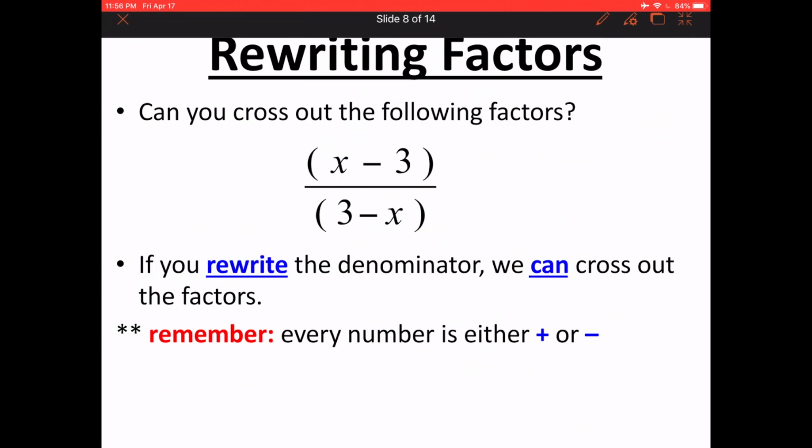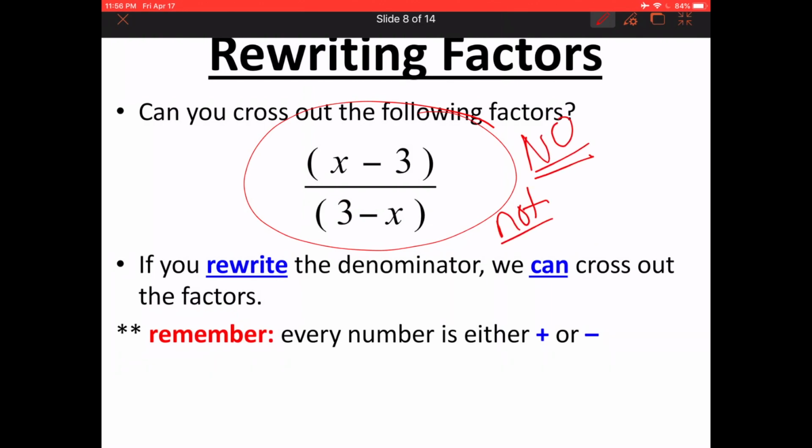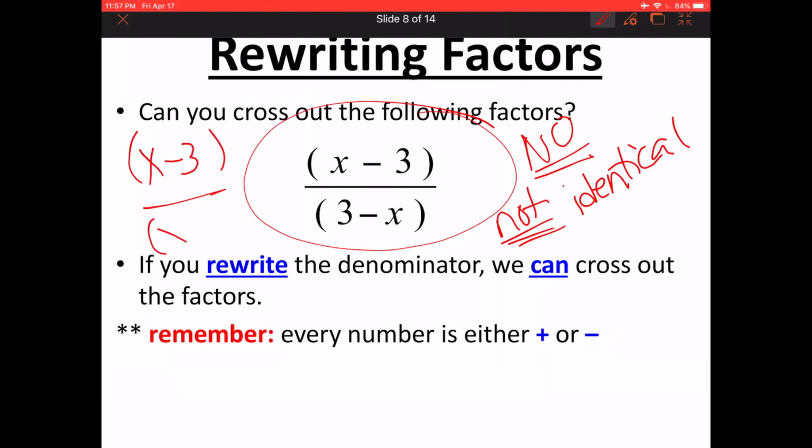All right, this is the last thing we're going to look at in this lesson. Okay, guys? Rewriting factors. Can you cross out these factors? This is kind of what we were just talking about. The answer is no, okay? Because they are not identical. When we say identical, we mean it. We mean x minus 3, x minus 3. Those are identical, but x minus 3 and 3 minus x are not identical, okay?